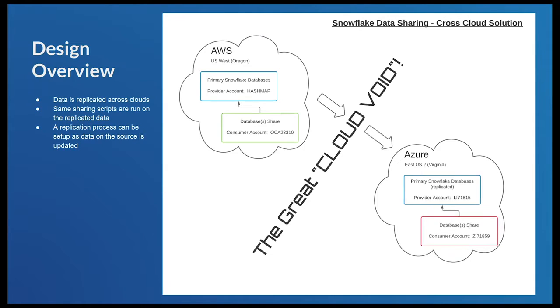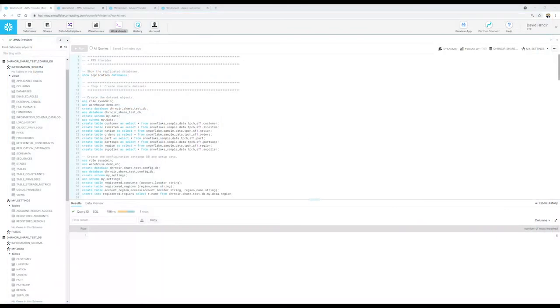All right, let's jump right on into it. Get my worksheet up here. There we go. All right, so you're going to see I have 4 tabs open at the very top, and those 4 tabs are for each account that I made. You can see AWS Provider, AWS Consumer, Azure Provider, and Azure Consumer.